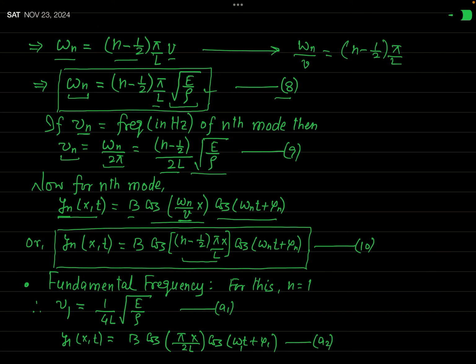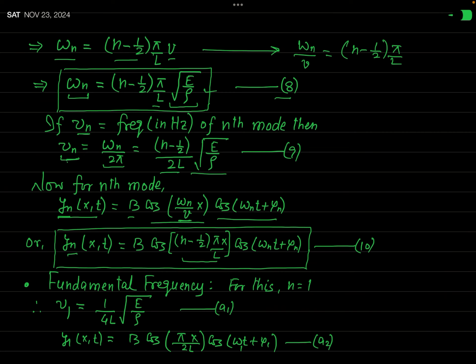Now let us analyze this result for particular values of n. Okay. You can see, since the expressions for nu n and y n contain n, for different values of n we will have different frequencies of vibration and different shapes of the mode.